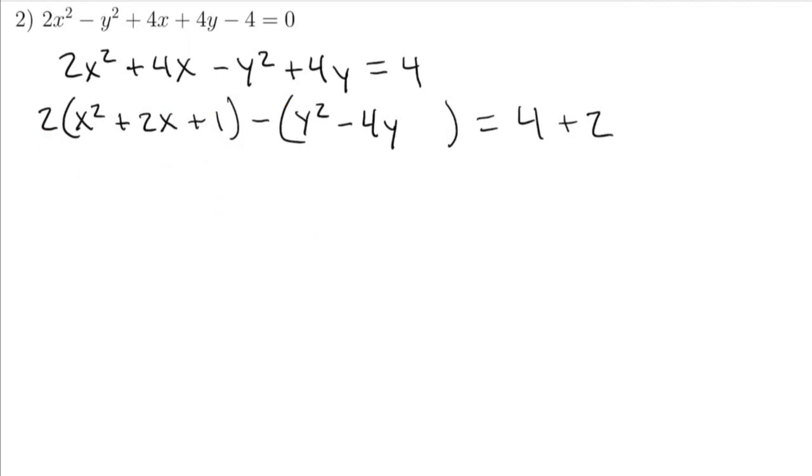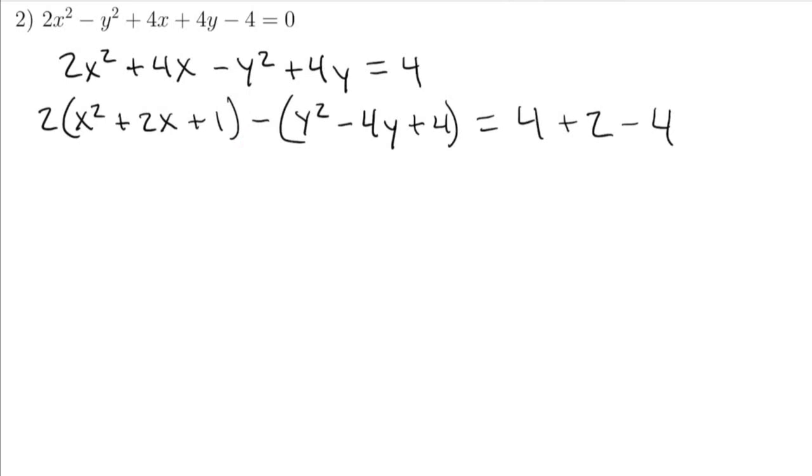So we changed the entire value of this left-hand side by 2, so we need to add 2 on this right-hand side as well. Similarly, in here we have half of -4 is -2. Square that, that's 4. So that's what we're adding in here. But really what we did is we subtracted 4 because we have this negative out in front. So I need to then subtract 4 from the right-hand side to balance both sides of the equation.